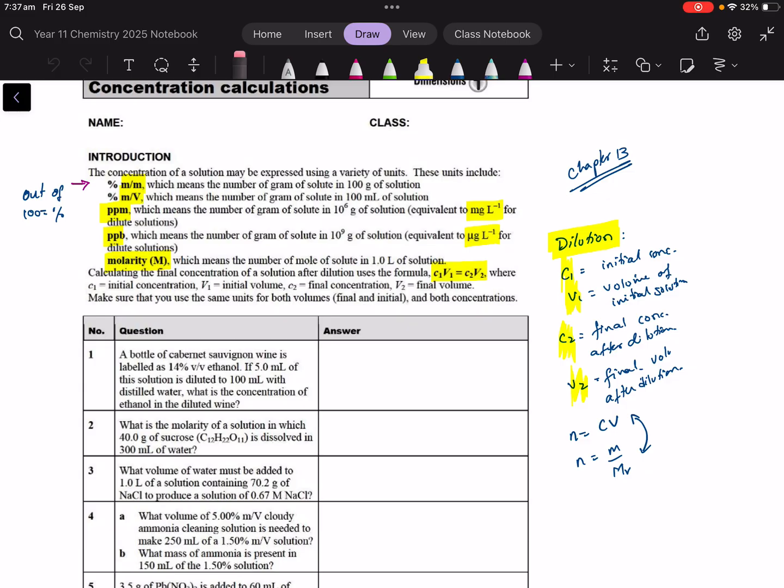So we're going to look at how we are going to convert between units of concentration and look at the concept of dilution and working out the concentration of solutions when they are diluted. So hopefully you've gone through the chapter, and what I'm going to do is just show you how you can apply that knowledge when you are doing questions working between concentration units.